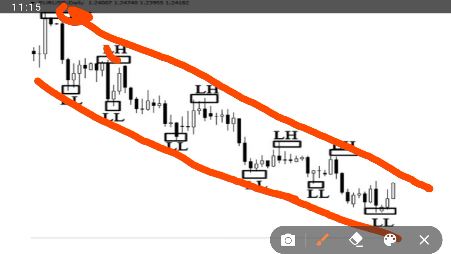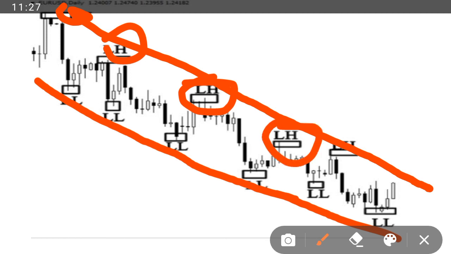So when it gets here, you call it a lower high. As it goes down again, you call it another lower high. As it goes down, you call it a lower high. Why? Because it's going down. So you call it lower highs, because the upper reversal point is called highs, and the down reversal point is called lows.